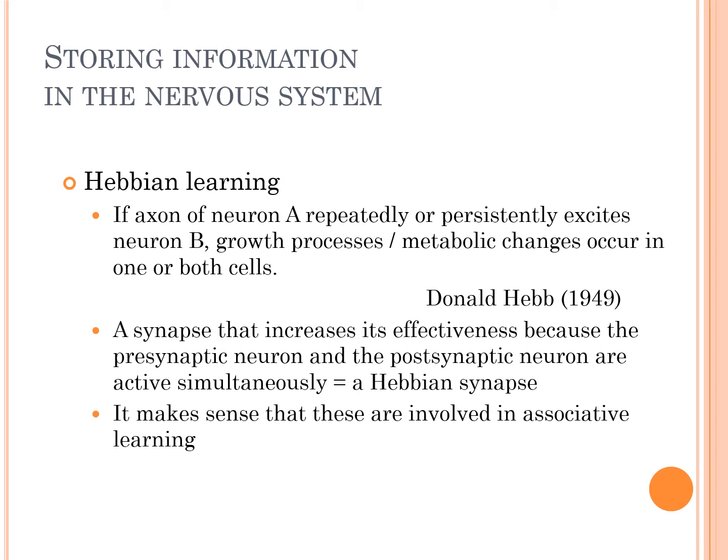And so a synapse that increases its effectiveness because the presynaptic neuron and the postsynaptic neuron are active simultaneously is what allows the nervous system to be adaptive. That kind of synapse, where neurons that fire together wire together, so to speak, is discussed as a Hebbian synapse, because it is increasing the effectiveness of a connection that has been useful. This all makes sense as this kind of learning being involved in associative learning.